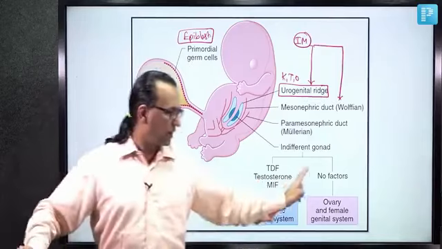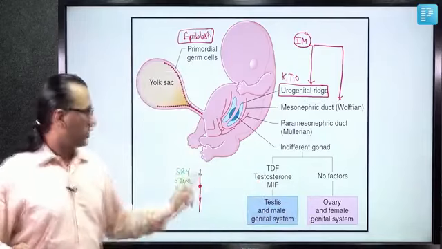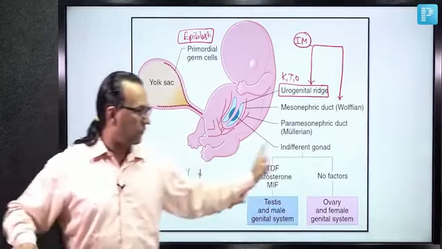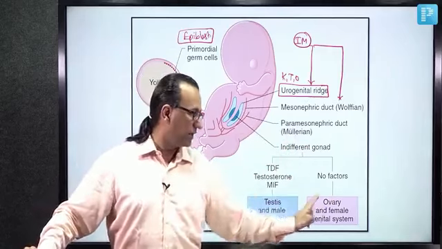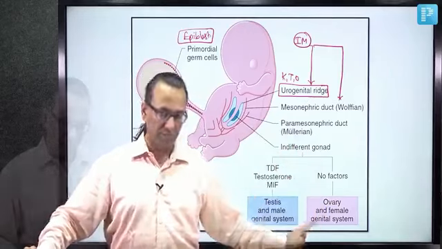On the other hand, if we are not having this Y chromosome with the SRY gene, then by default the individual is supposed to become a female with ovaries and the female reproductive system.